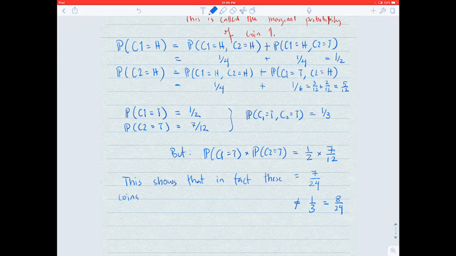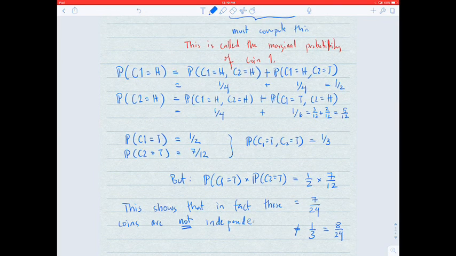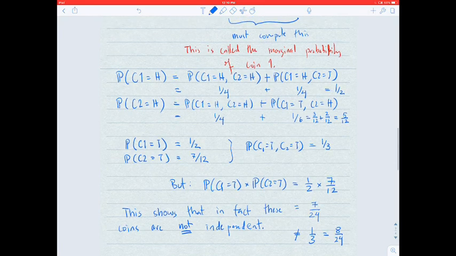It's hard to imagine a world where two coins aren't independent. It basically means if one coin has already come up tails, that influences the probability that the other coin will come up heads or tails. But this is just a probability example. So this shows that in fact these coins are not independent. Now this is all sort of supplementary to the diagnostic quiz.